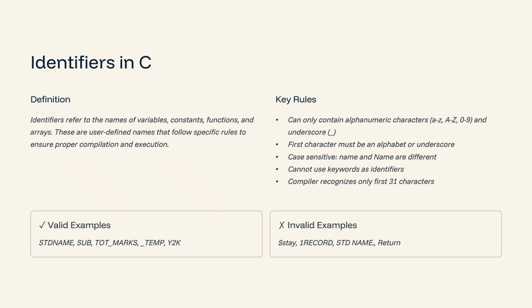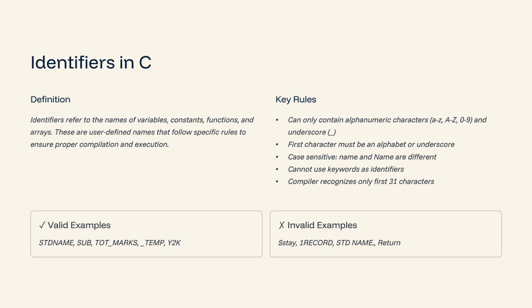When you define an identifier, you should follow some rules. The first rule is that it can only contain alphanumeric characters. That means identifiers can contain alphabets from capital A to capital Z, small a to small z, digits 0 to 9, and underscore. The next rule is about the first character. The first character must be an alphabet or underscore. It cannot start with a digit.